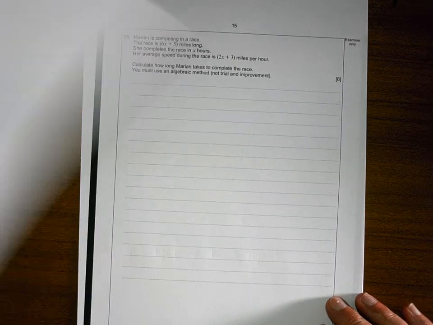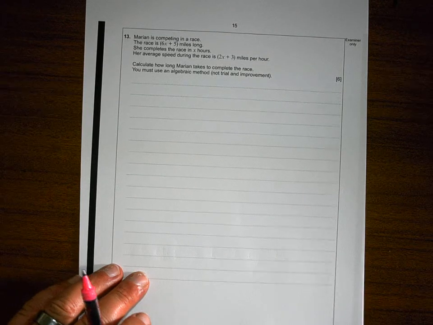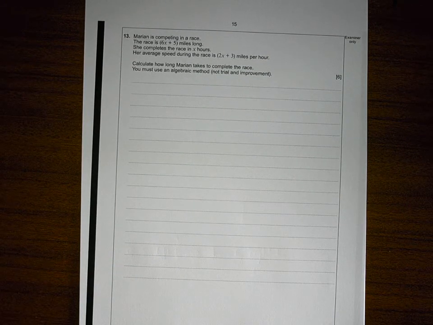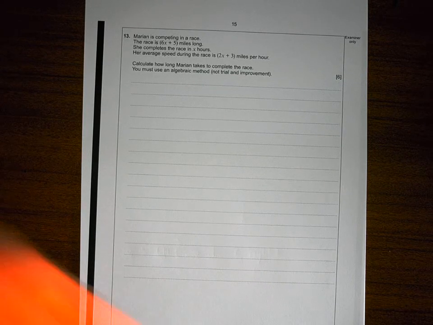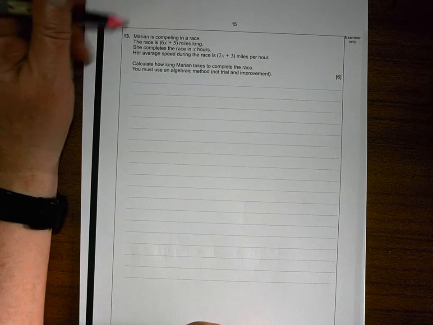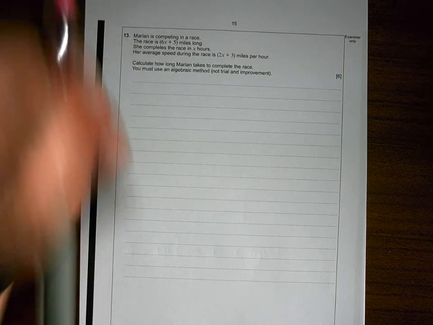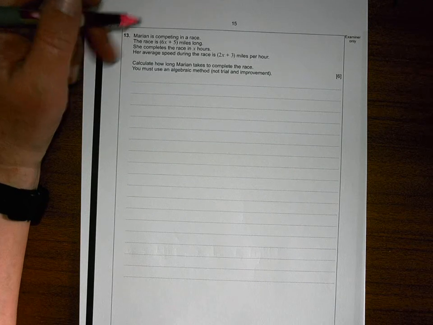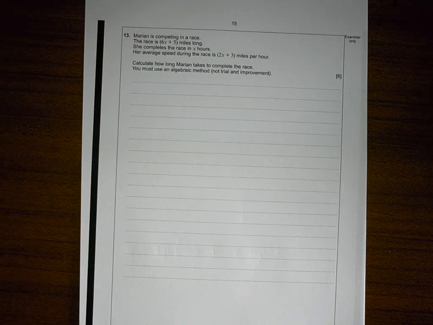Question 13. 6 marks for this. It's quite a complicated forming an equation. So it's grade A. See how you follow this. Marion is competing in a race. The race is 6x plus 5 meters long. She completes the race in x hours. Her average speed during the race is 2x plus 3. Calculate how long Marion takes to complete the race. You must use an algebraic method, not trial and improvement.